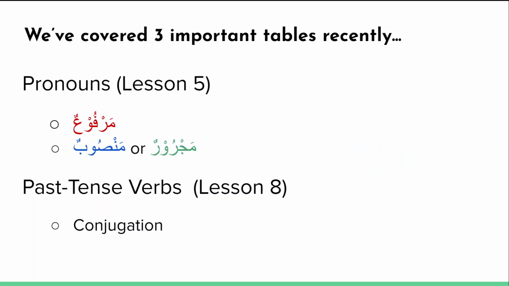2 of them have to do with pronouns in lesson 5. So we looked at pronouns in the marfu' case when the pronoun is a separate word like huwa, hiya, hum, he, she, they. And then we also took a look at pronouns in the majroor case or in the mansub case when the pronoun is a suffix. So each of these, the marfu' case and the majroor slash mansub case, had its own table. So we'll review that. And then we'll take a look at past tense verbs and conjugating past tense verbs, which we covered in the last lesson.